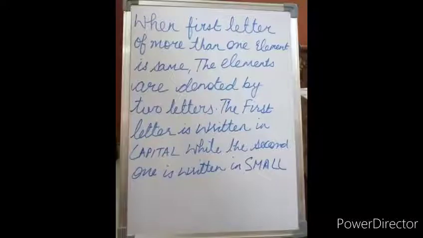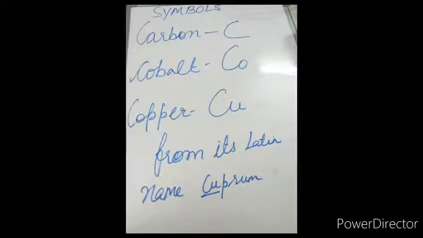For example, sulfur, an element, is denoted by the symbol S. Similarly, carbon is denoted by the symbol C. But students, however, when the first letter of more than one element is the same, the elements are denoted by two letters, and the first letter is written in capital, whereas the second one is written in small. For example, carbon, cobalt, copper, calcium. All of these elements begin with the letter C.